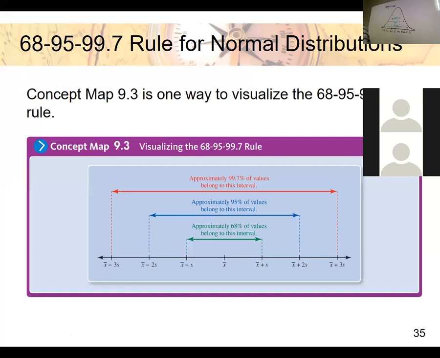Okay, here's the concept map of what I just showed you. Here I use the normal curve. So here, 68, then 95, and then 99.7.